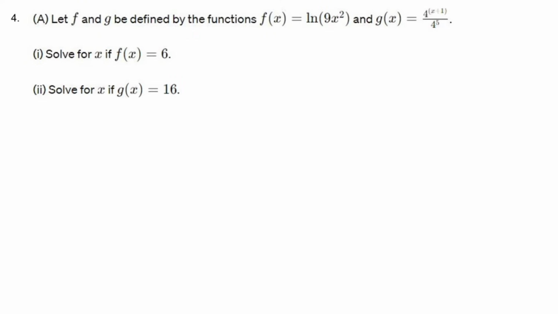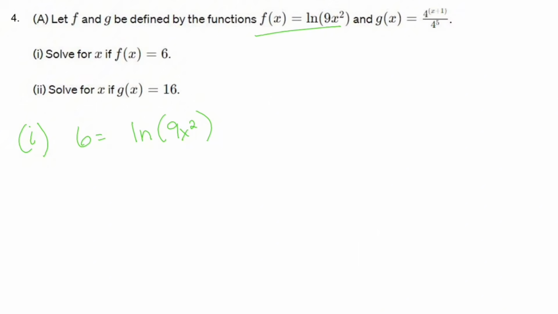There we are. So here we are. We're going to be given a bunch of algebraic situations that we're going to have to answer based off of the things that we're given. Okay, so this is part A, 1 and 2. We are given f of x. We're given g of x. 1 asks us to solve for x if f of x is 6. So I'm going to take this guy right here, and I'm going to set 6 equal to ln of 9x squared.